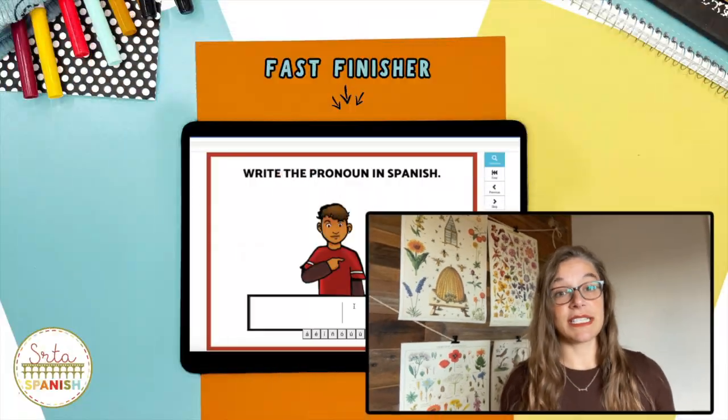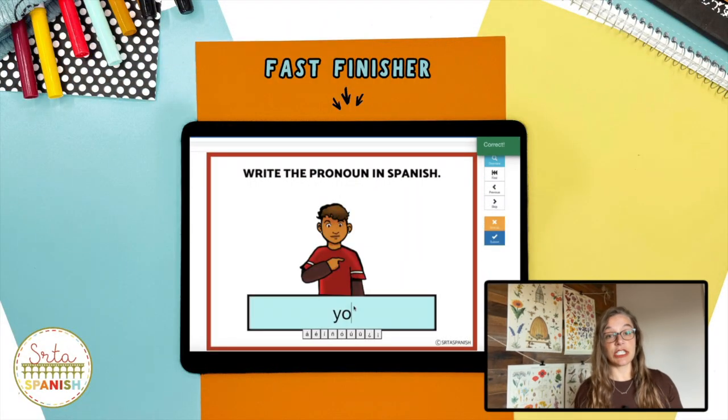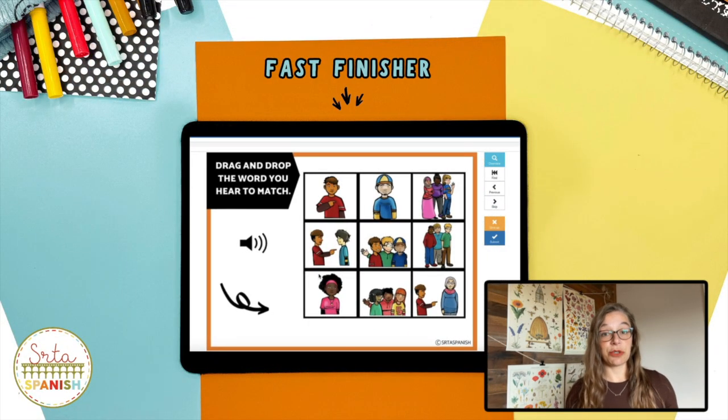And then as a fast finisher for the day or a wrap up, you're going to send them the subject pronoun Boom Cards. If you're not familiar with Boom Cards, they're essentially digital flashcards that are auto-correcting, which is the best. So as students are working through them, it's going to tell them, ding, you're correct, or try again, which is really nice as they're working with something new.